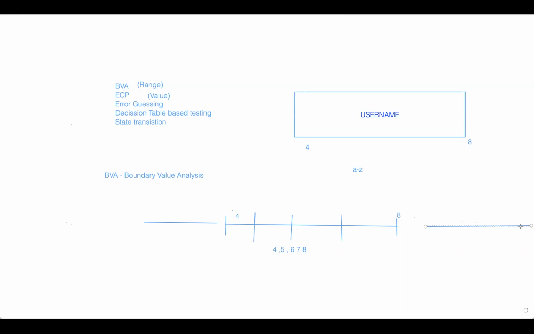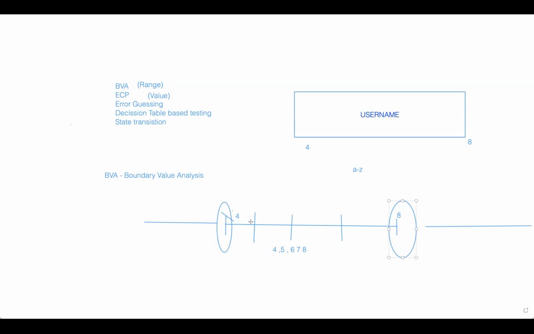Only we can test the boundaries. So we can test the 4 boundary and the 8 boundary. Boundaries are the starting and the ending. For example, this is my maximum and this is my minimum. If you want to cover this range, we need to take 6 parameters.